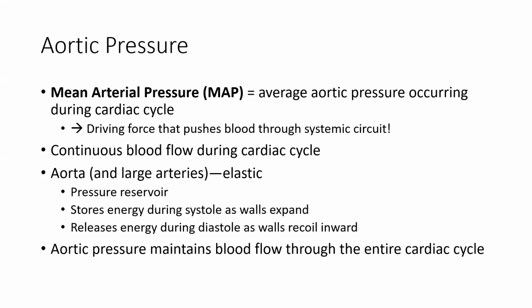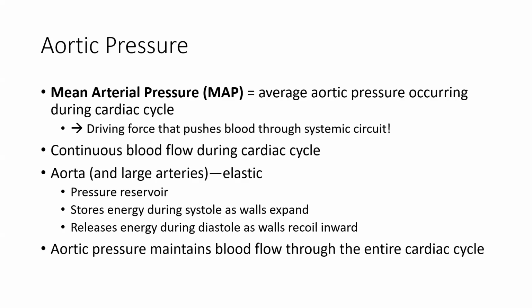So we can describe mean arterial pressure as being the average aortic pressure occurring during the cardiac cycle. This is really an average between systolic and diastolic. We'll talk about how we calculate mean arterial pressure, although that's not as important, but it's really a good understanding of the driving force that's moving blood throughout the vascular system.